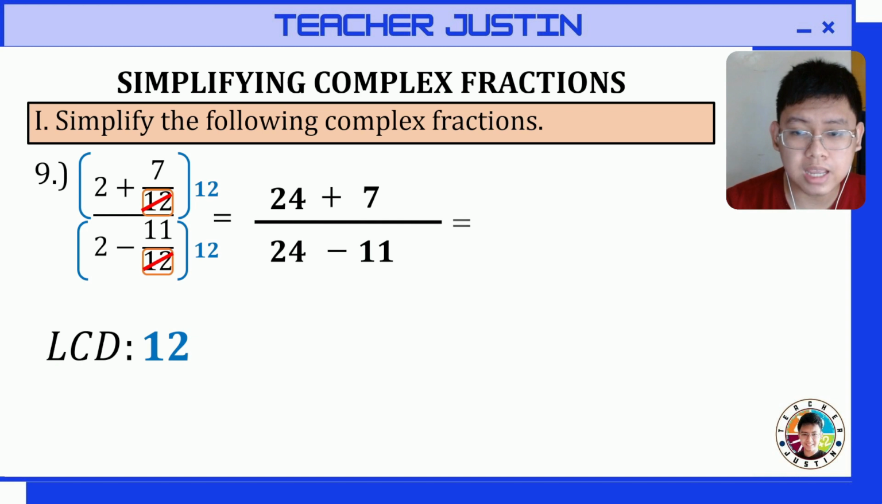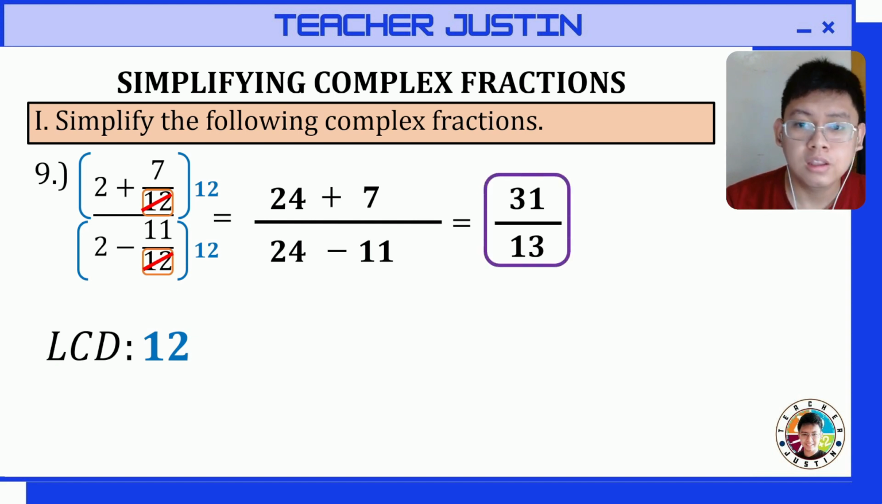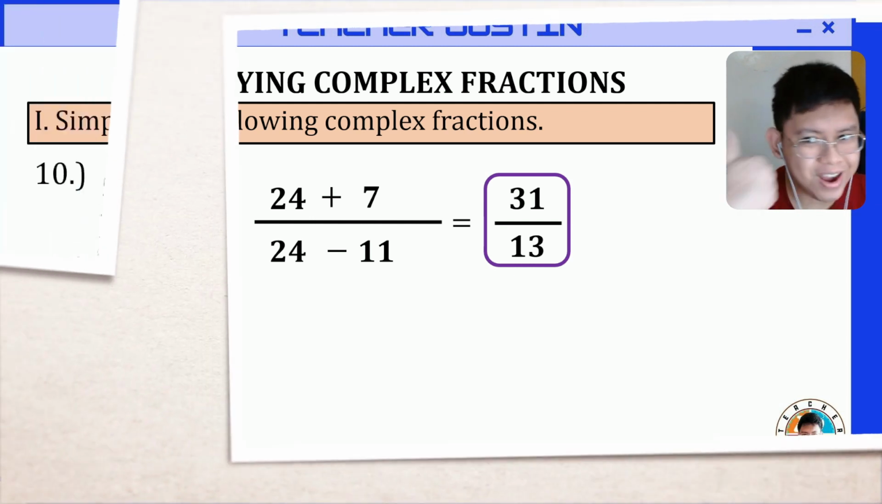Now, let's perform the indicated operation kay numerator at kay denominator. So, start tayo kay numerator. 24 plus 7, that will be 31. Tapos punta tayo sa denominator, 24 minus 11, that will be 13. Now, let's simplify if possible. 31 over 13, hindi na natin siya pwedeng i-simplify. So, our final answer will now be 31 over 13. And that's it. Ta-da! Alright.